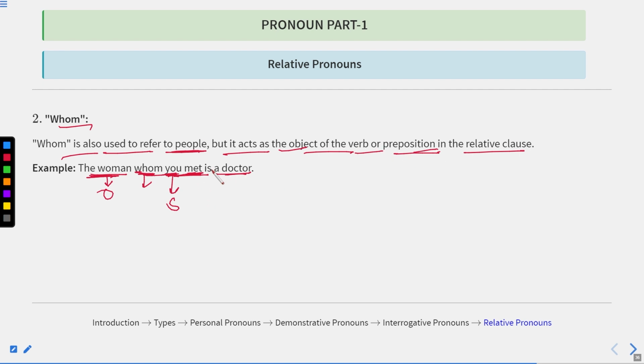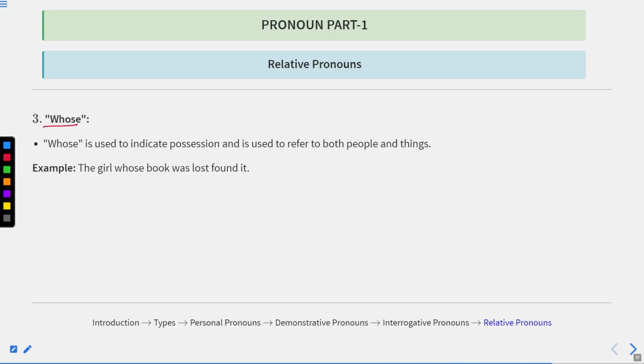Whose is used to indicate possession and is used to refer to both people and things. The girl whose book was lost found it. So whose book? The book belongs to this girl. So we are using whose.